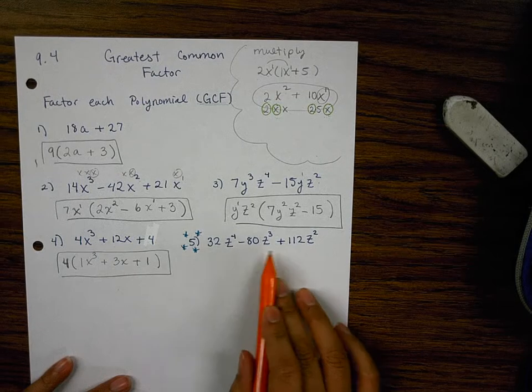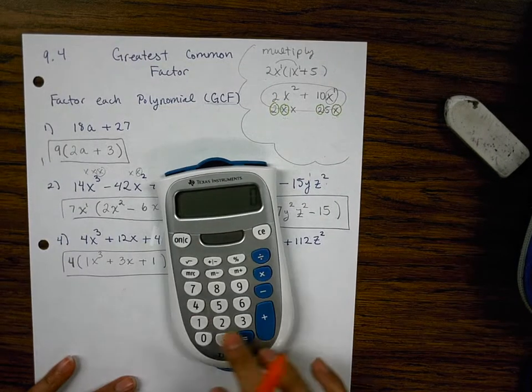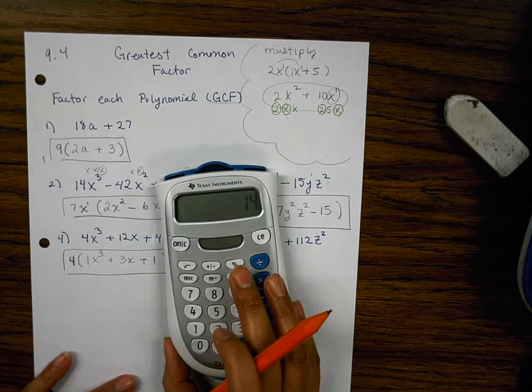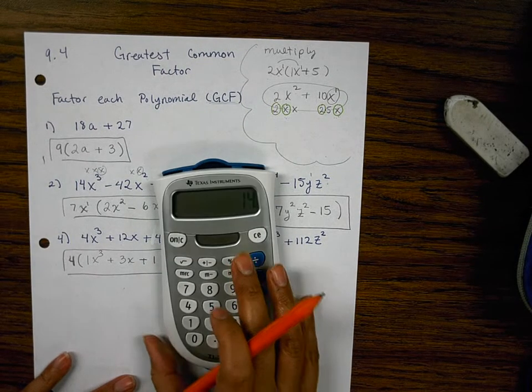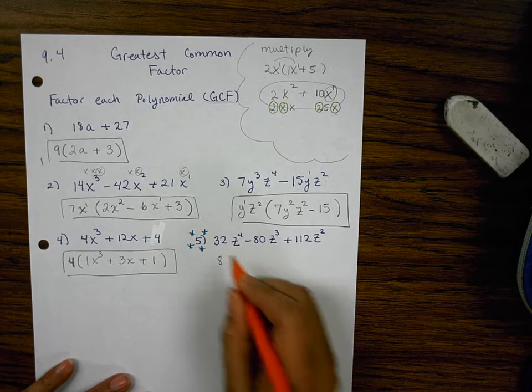Okay, so first thing kids look at is the 32, the 80. They're like, oh, 8 goes into both of them. So let's try the 112. 112 divided by 8 equals 14. So 8 must be my GCF. If you didn't get 8, that's okay.